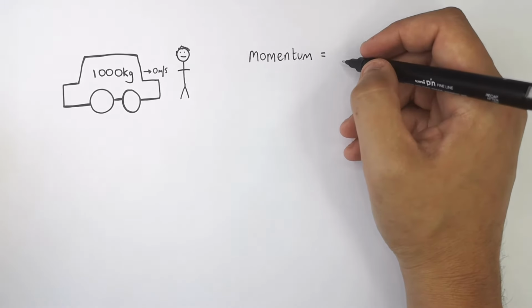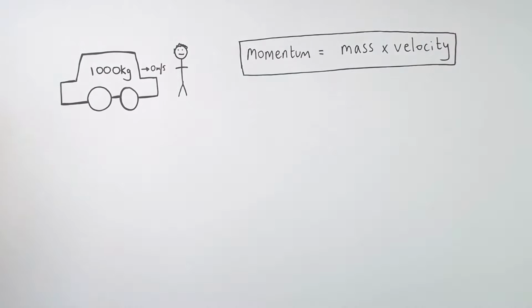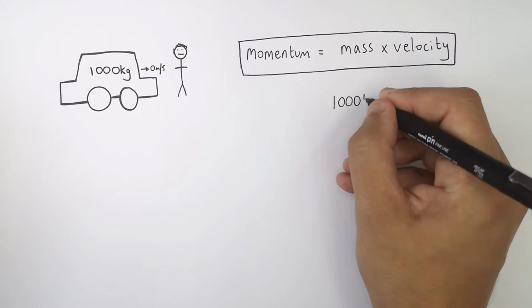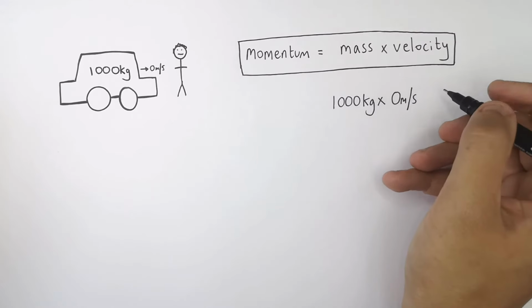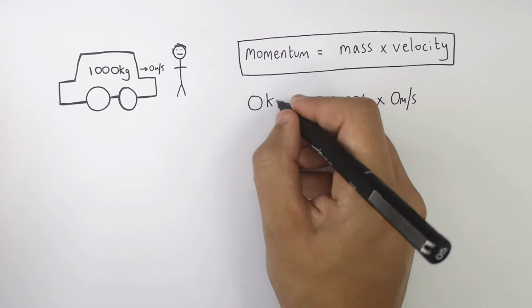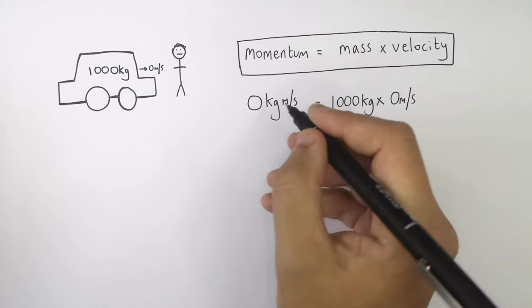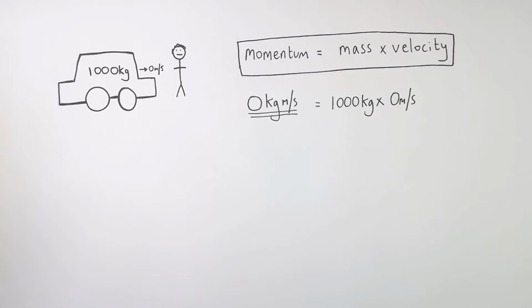So the momentum of an object is its mass times its velocity. So this car's mass is 1,000 kilograms, and we multiply 1,000 by 0 meters per second. That gives us a momentum of this car of 0 kilogram meters per second. So it's got no momentum, because it's got no velocity, it's not moving.